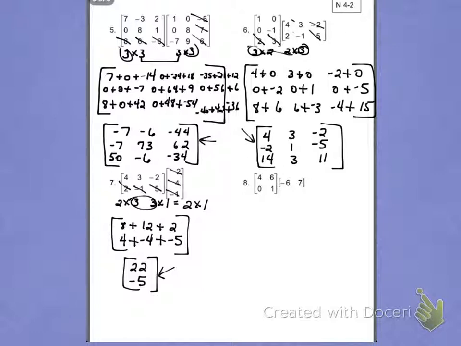Now let's look at number 8. We have a 2 by 2 matrix here and a 1 by 2 matrix here. Our numbers do not match, as the inner numbers don't match. So we're looking at an answer of not possible. It's not possible to multiply those two matrices.